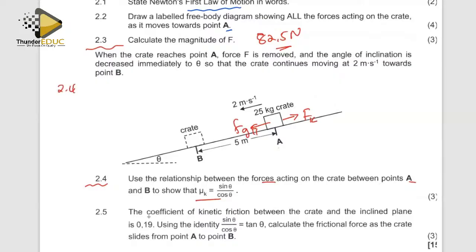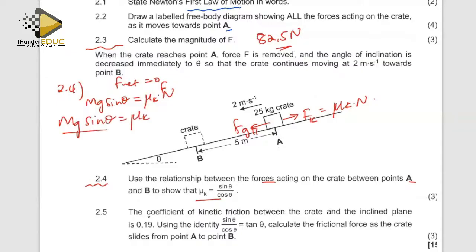So that's what I'm going to use here and say that we can still say that F net is equal to 0 because it's still moving at the same speed, and then Fg parallel is going to be mg sine of theta, which is equivalent to the frictional force, given as mu k multiplied by the normal force, Fn. Then this is mg sine of theta equals mu k times the normal force, but the normal force is given as mg cos of theta. So the mg and the mg will cancel out, meaning that mu k will be the sine of theta over the cos of theta.